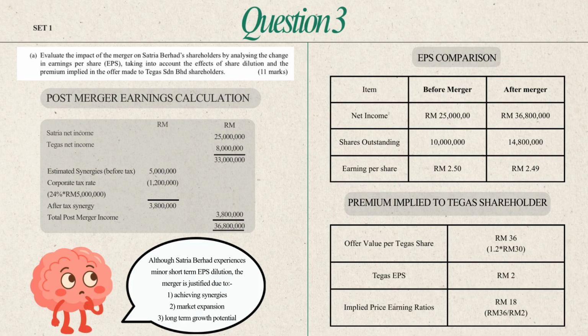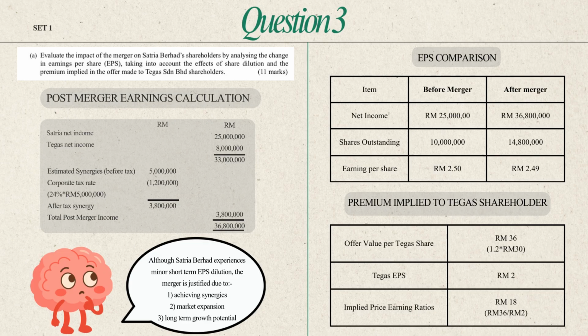So, the total post-merger income becomes 33 million ringgit plus 3.8 million ringgit, which amounts to 36.8 million ringgit. Now, we do the EPS comparison by dividing the total net income of Satria and Tegas after the merger, which is 36.8 million ringgit, by the total number of shares, 14.8 million shares. That gives a new EPS of 2 ringgit 49 cent. So, when we compare to the original EPS of 2 ringgit 50 cent, there is a very small dilution of just 1 cent.